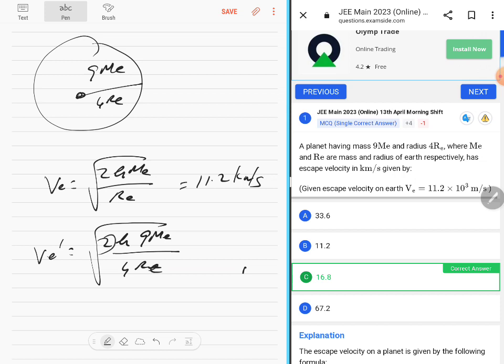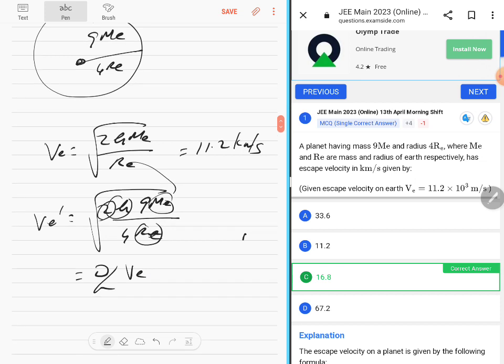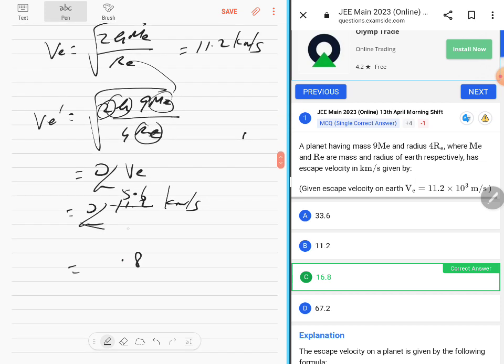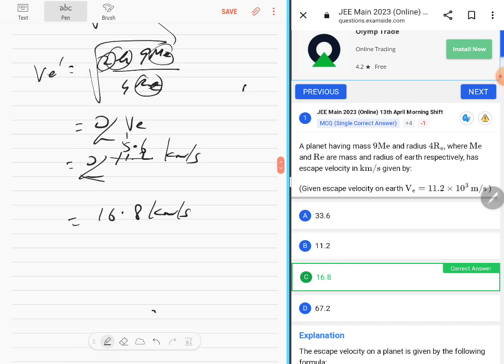Let's retain the 2G, Me and Re as before. So it will be 3 by 2 times the original escape velocity. The original escape velocity is 11.2 kilometer per second. So cancelling it, 5 2s are 10, 6 2s are 12, 6 3s are 18, 5 3s are 15, 16.8 kilometer per second should be your answer. So that's option C. Let's go to the next sum.